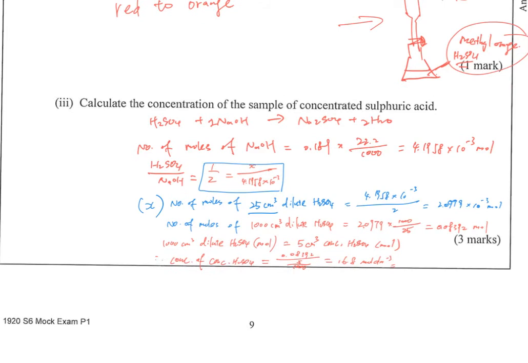So let's see, concentration of the sample. First of all, we need to write down the equation, H2SO4 plus NaOH changes to Na2SO4 plus H2O, and then you balance. Okay, so after you balance, because there is Na2 here, you need to put 2 in front of NaOH, and then write 2H2O here, balanced.